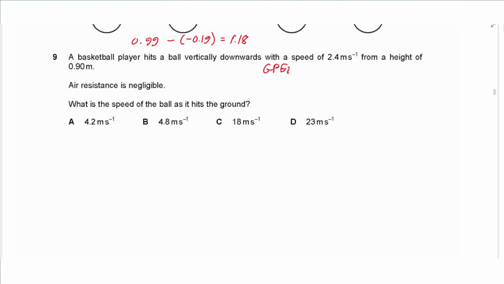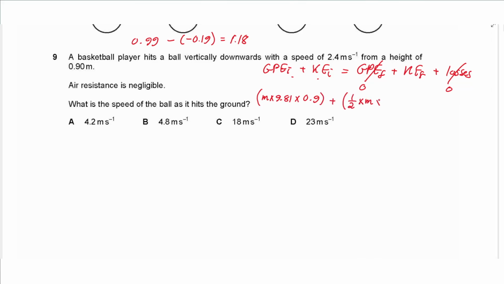Gravitational potential energy initial plus kinetic energy initial is equal to gravitational potential energy final plus kinetic energy final plus wasted energy or losses. And here air resistance is negligible, so the losses are 0, and at the ground there is no height, so the final gravitational potential energy is 0. But we have initial kinetic and gravitational potential energies, so the gravitational potential energy is equal to m times 9.81 times the height 0.9, and the kinetic energy is equal to half times the mass m times the initial velocity 2.4 squared, and that is equal to half times the mass times the final velocity, which is unknown, squared.